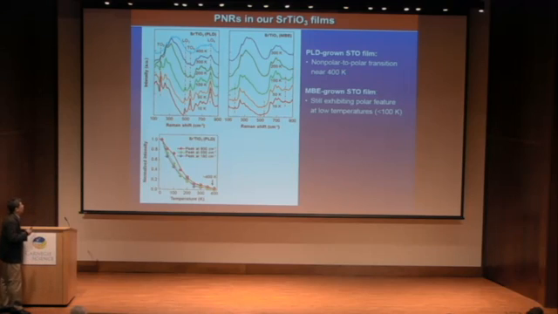So we look at this one, which is strontium titanate grown by PLD, and you clearly see that the Raman shows nanopolar regions, polar nature up to about 400 Kelvin. And then we also look at this normalized intensity. It drops around 400 Kelvin and disappears.